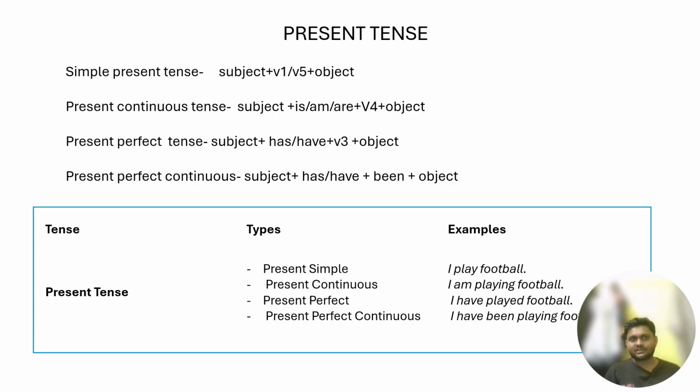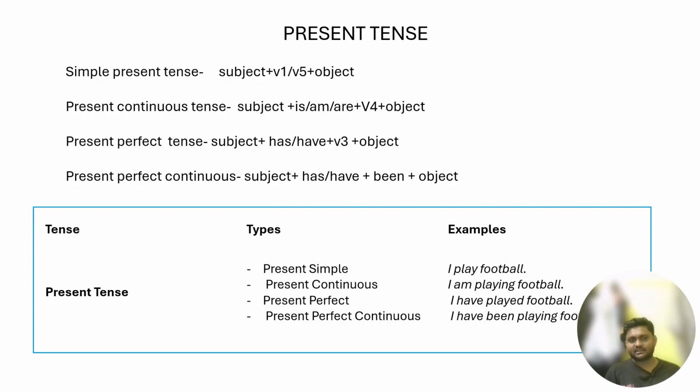If we talk about simple present tense, then the form is subject plus V1 plus object. And the example of a simple present tense, as you can see on the screen, is I, subject, play, V1, football, object. So it is in this way we construct a meaningful sentence.